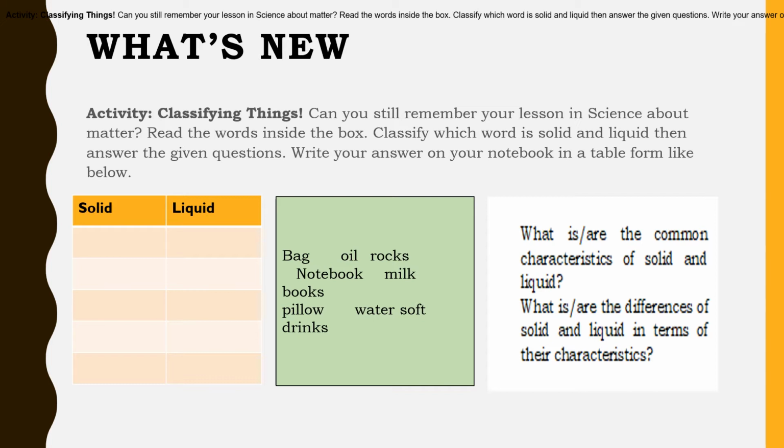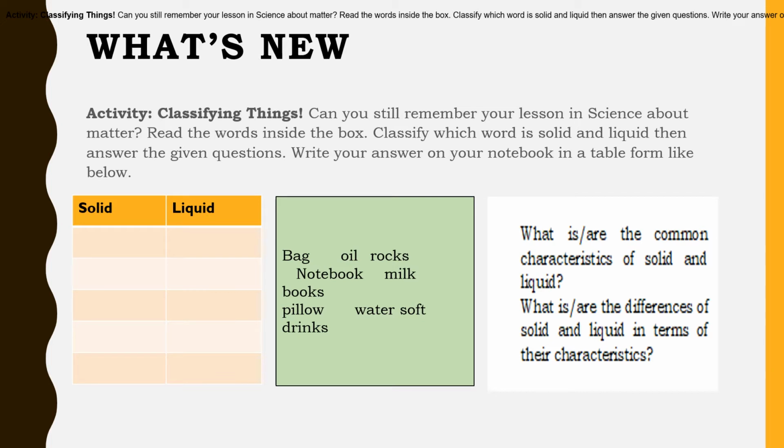Again, we will use the pen. So let's go here from the solid. Which of these things are solid? Bag, notebook, books, pillow, drinks or soft drinks, oil, rocks, milk, water, soft drink. Okay, which do you think are solids?